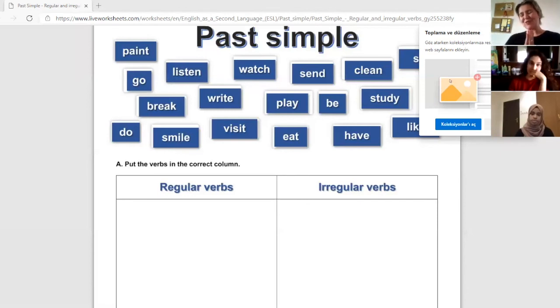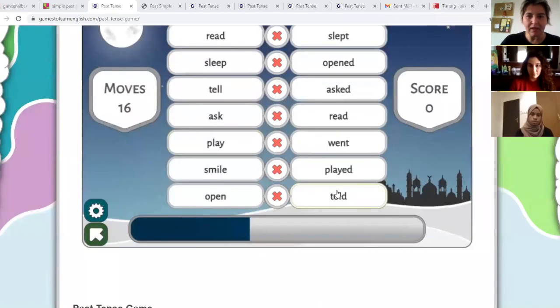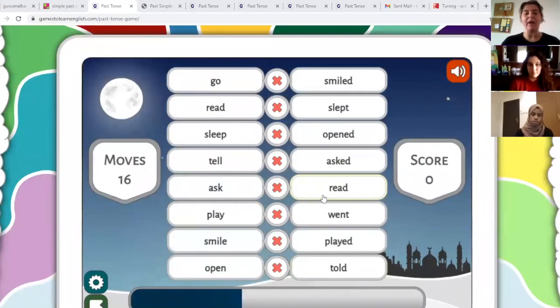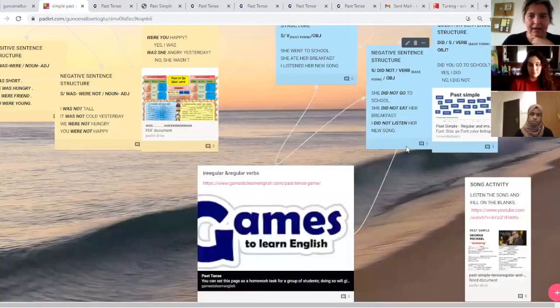Now we will continue with another exercise. This exercise is very, very enjoyable. I prepared a game for you, so we will look at the game. Don't forget, we are focusing on regular and irregular verbs. If our verb is regular, we add ed when using it in simple past tense, and if our verb is irregular, we change its form. And now we will play a game here.